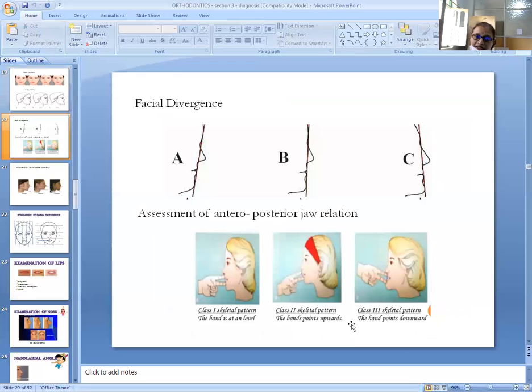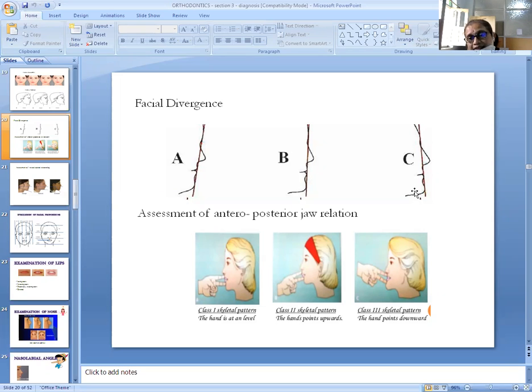Right. Now facial divergence. How will you check the facial divergence? There will be a line passing from forehead to chin. If the patient's mandible is retruded, that means the patient is having class 2 malocclusion. So this line will diverge anteriorly. This line will tilt anteriorly and will not be straight because your maxilla is forward and mandible is retruded. This is anterior divergence. This is straight, where your upper and lower bases are nearly in equal proportions.